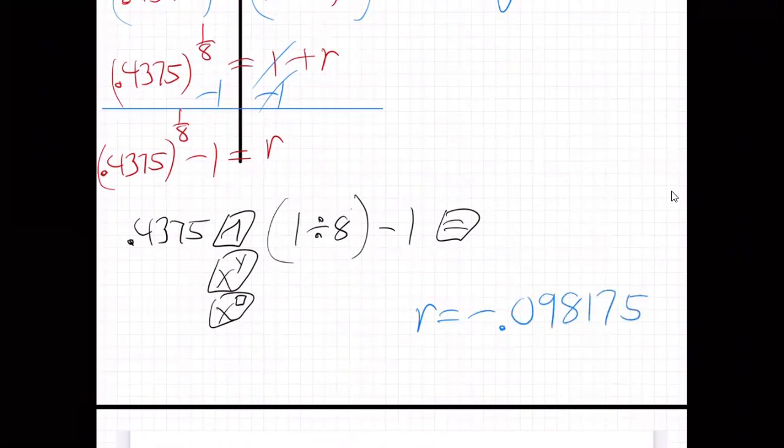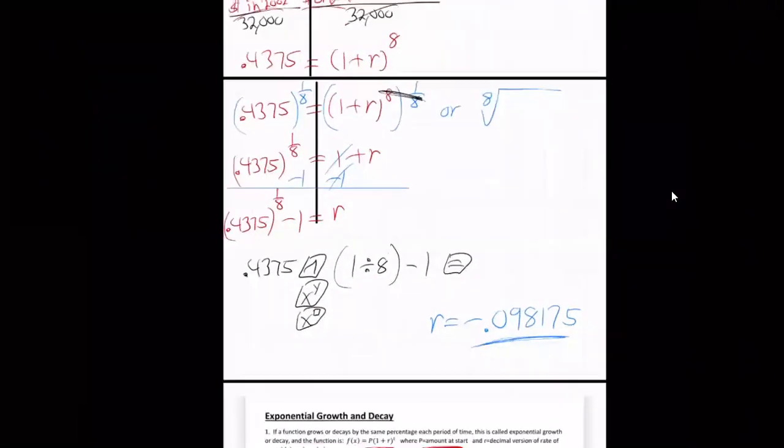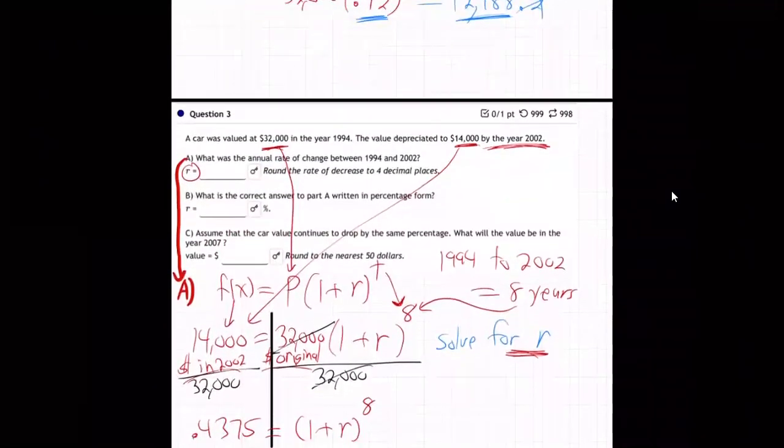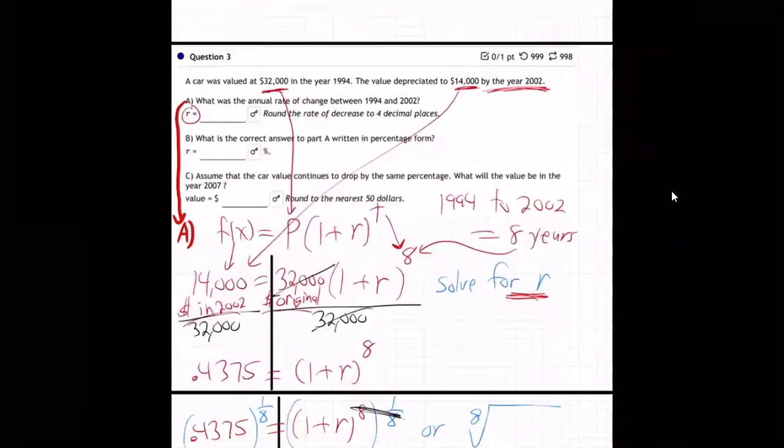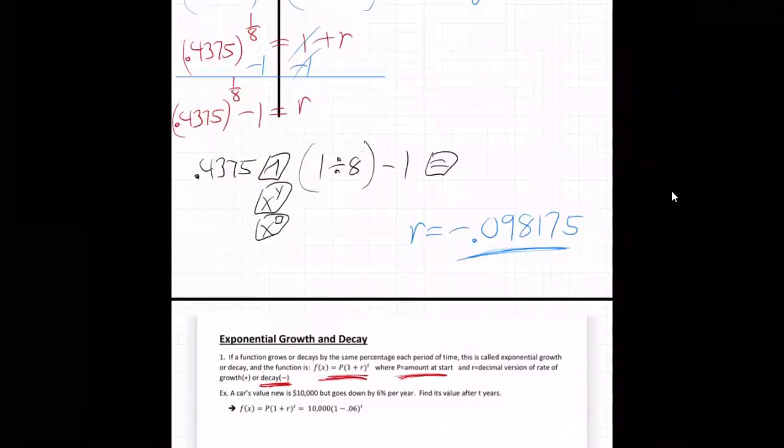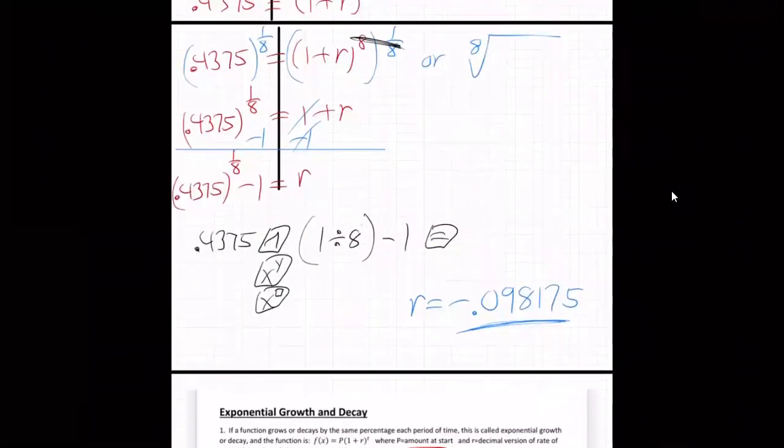0.098175. It's negative because it's a decay, right? R is going down in value. So that's our R, and they wanted 4 decimal places. So how do I round that to 4 decimal places?